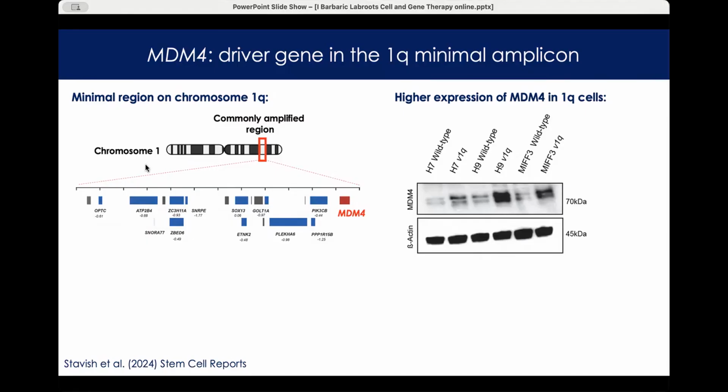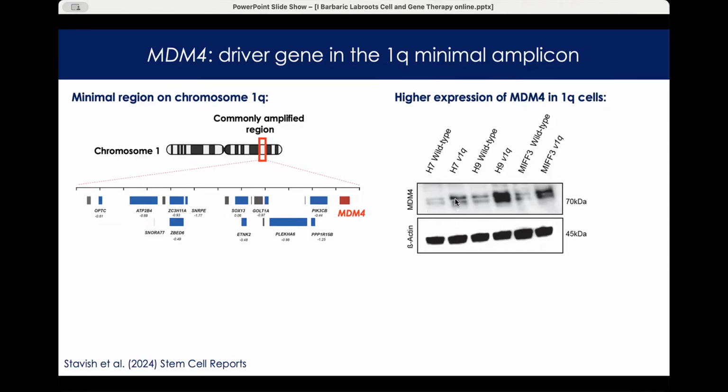And that region contained a number of genes, but one that really stood out to us is MDM4. And it stood out to us because MDM4 is a negative regulator of p53. We know that p53 is really important for stem cell biology, and we also know that mutations in p53 are recurrent in pluripotent stem cells. So it really proved to be a good candidate.